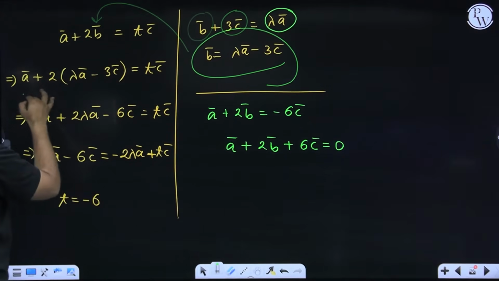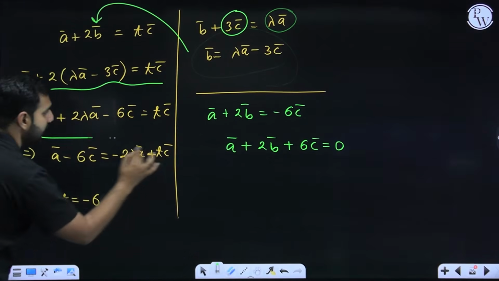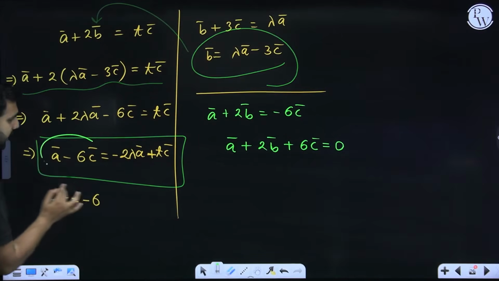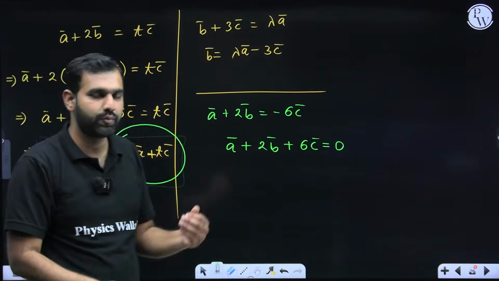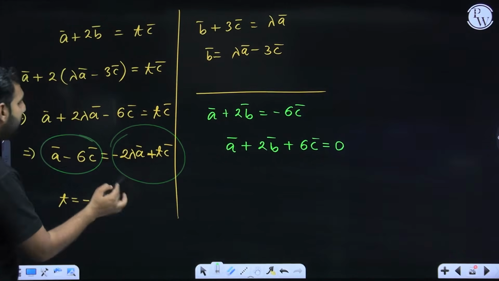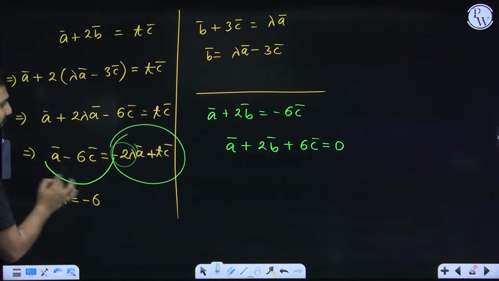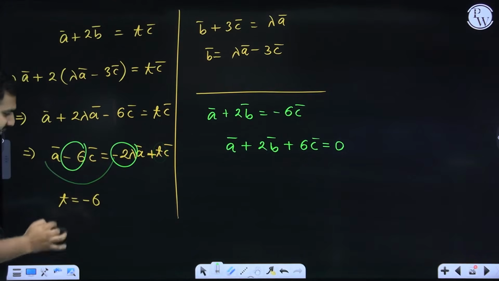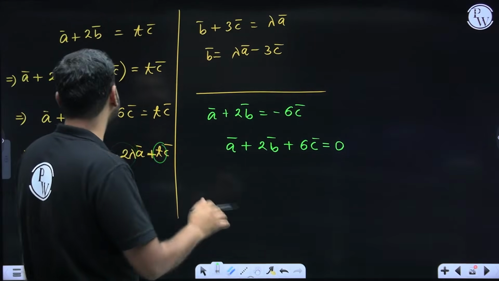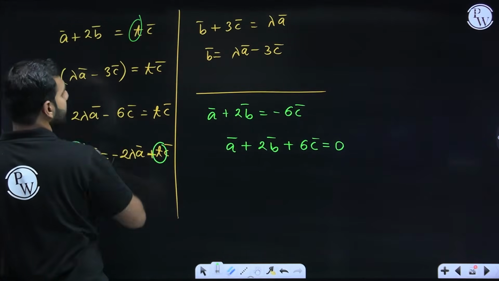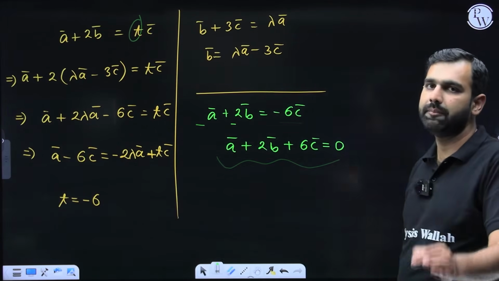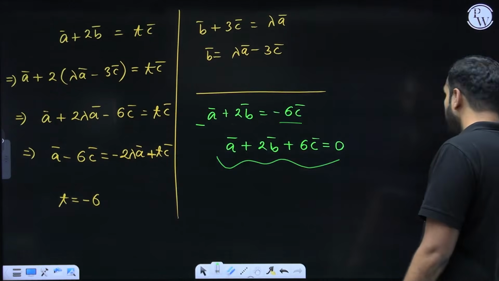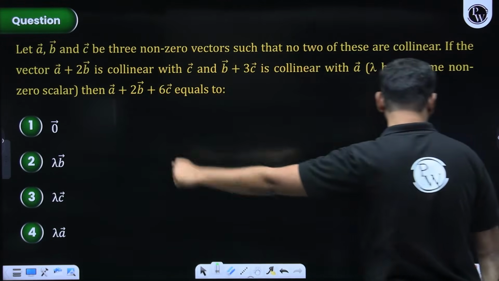So I'll get an expression where I'll write all the terms in A and C on the one side and all the scalar terms, unknown terms with A and C on the other side. If I compare the coefficients, minus 2 lambda will be 1 and T will be minus 6. Once you have cracked the T as minus 6, I'll replace that minus 6 here. I'll have A plus 2B is equal to minus 6C, which means A plus 2B plus 6C is equal to 0, which you can mark accordingly in option 1.